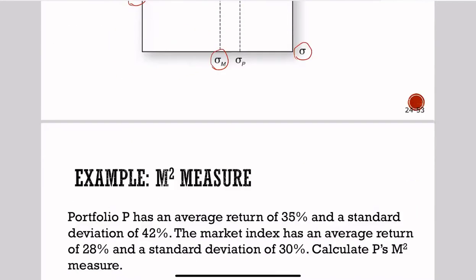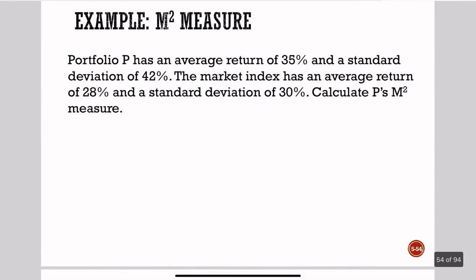Okay, let's see an example. Let's say portfolio P has an average return of 35% and its volatility is 42%, and the market index has an average return of 28% and a volatility of 30%. So calculate P's M-squared measure. Obviously, the first step is you want to find out this P star. To get P star, you have to mix a T-bill with portfolio P.